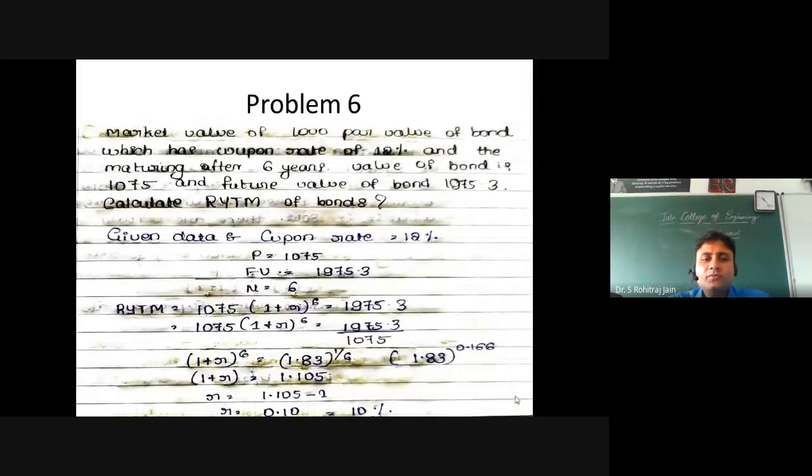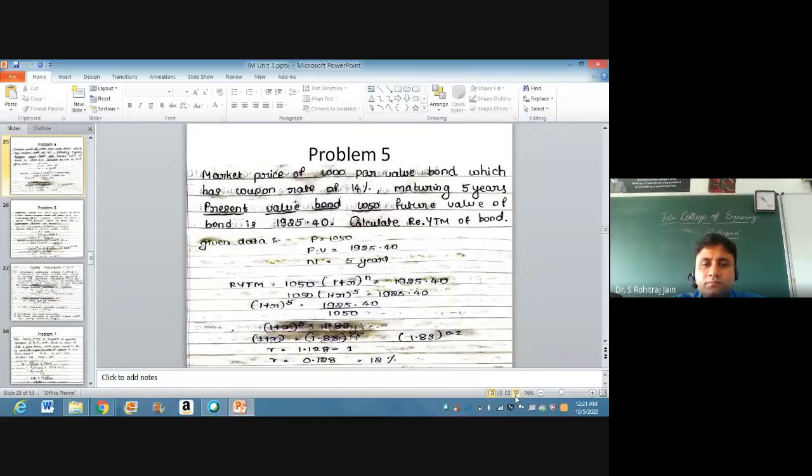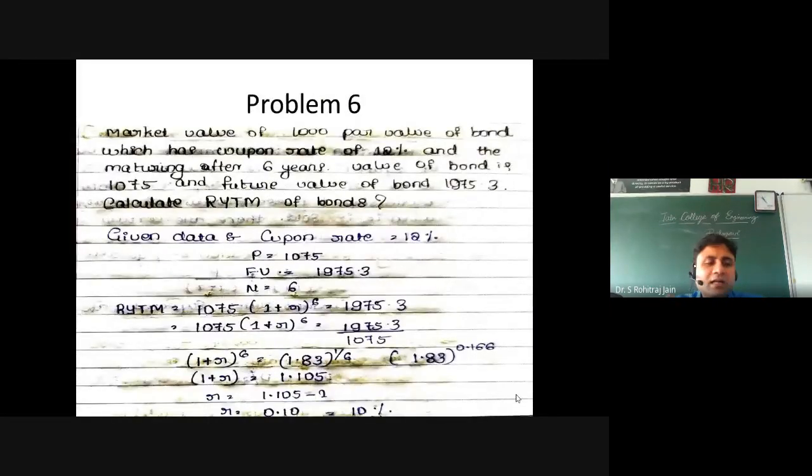Now see, all of you, market value of 1000 par value bond, which has a coupon rate of 12%, and it is maturing after 6 years. So value of the bond is how much? 1075, and the future value of the bond is 1975.3. So calculate the realized yield to maturity of the bond. Who will explain me what are the given data? Any volunteer? This is the last problem of the day. So last opportunity to all.